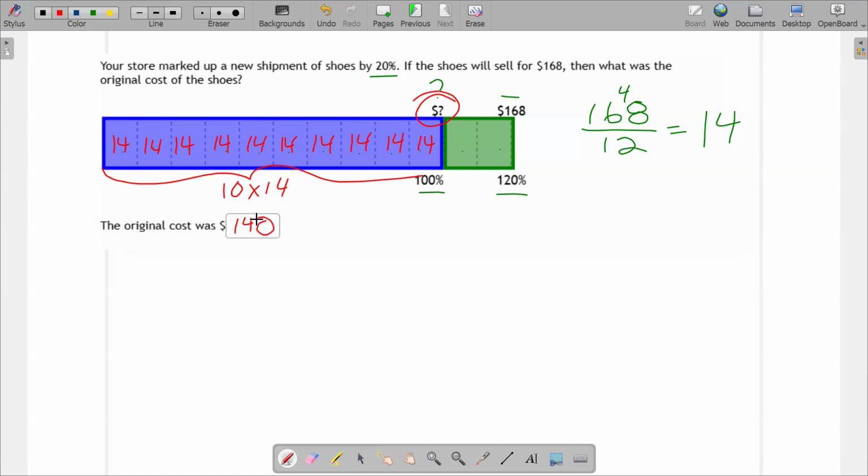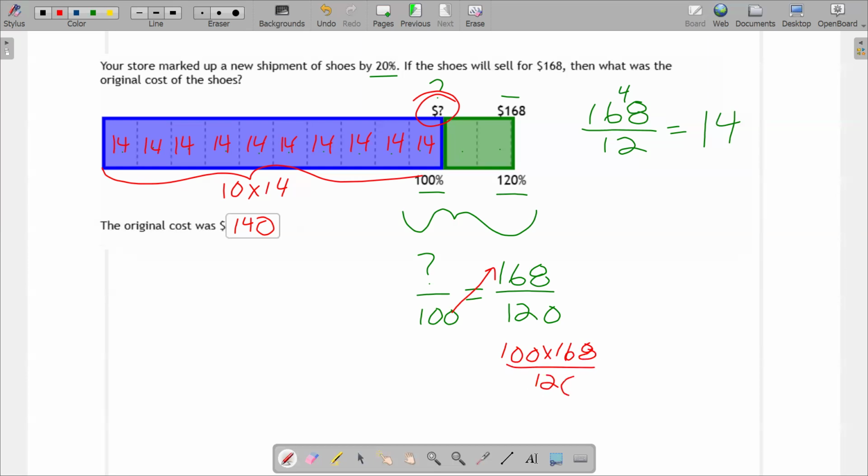Alternative way, instead of using the tape diagram to solve it, would be to set up a proportion, and the proportion basically comes straight from the diagram. What out of 100 is the same as 168 out of 120? And to solve a proportion like this, where the missing number is in the top, we just take the number below, cross multiply it to the other side. So on my calculator, I would ask, what is 100 times 168 divided by 120?